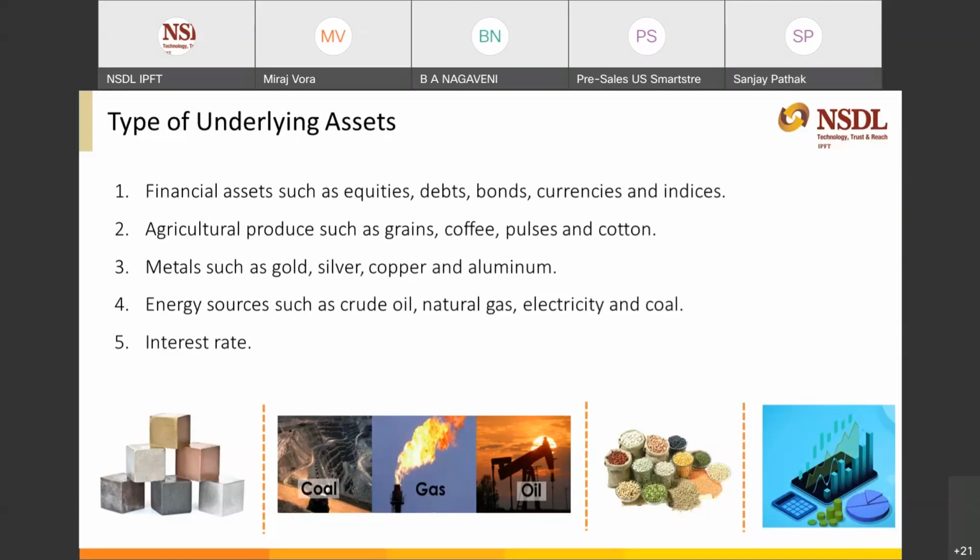The major derivatives we have in the Indian market or in the global market are on precious metals, that is gold and silver, then on base metals such as aluminium, steel, copper, then on energy such as gas, crude oil, coal, agri commodities, which include corn, soya, coffee. Then in financial instruments, it can be a stock, an index, an interest rate derivative or a bond. So these are the basic broad underlyings which currently have derivatives.